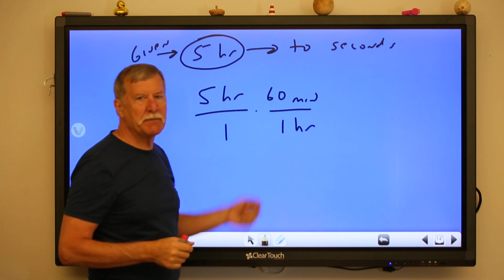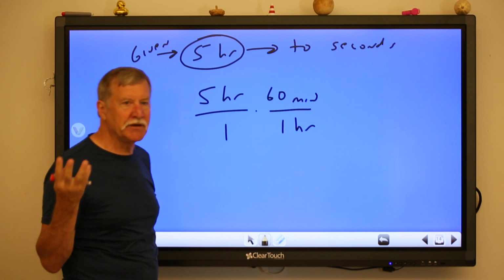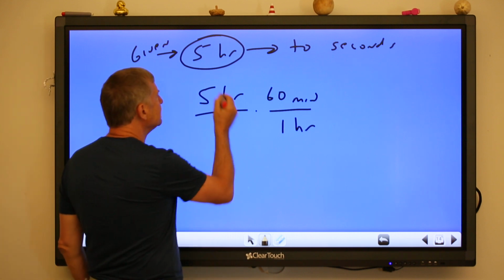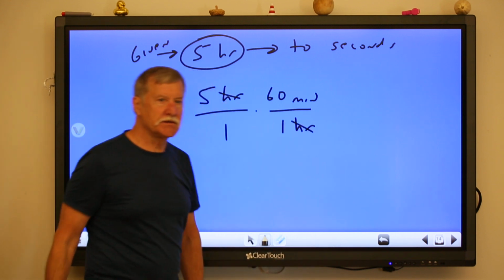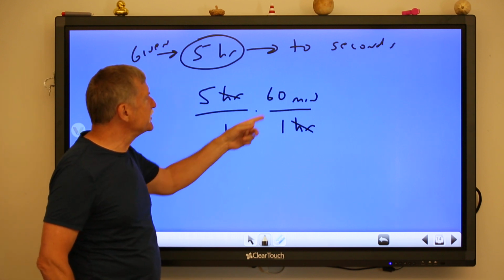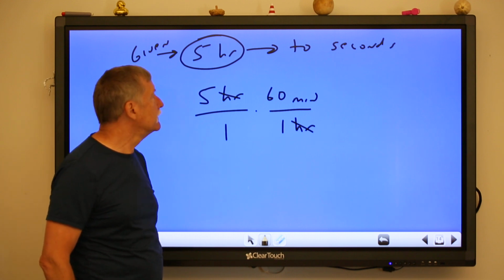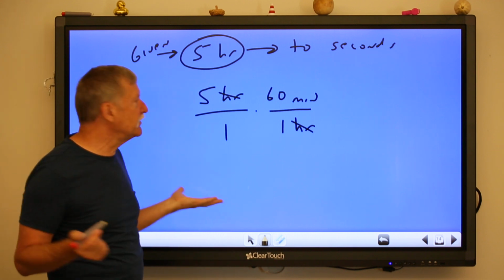It's the same thing on top and bottom. It's a name for 1. I'm just multiplying 5 hours times 1. I'm not really changing anything. The only thing I'm changing are the units. I'm getting rid of the units. And this would change 5 hours into minutes, but we're asked to change that into seconds. So we need 1 more unit multiplier.